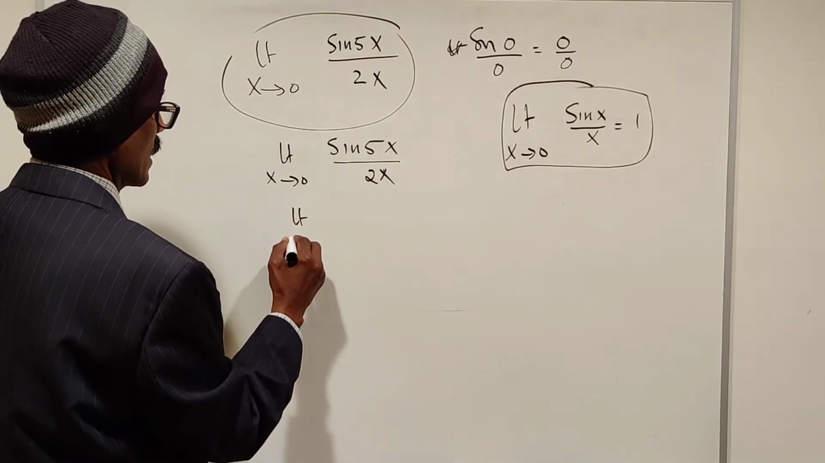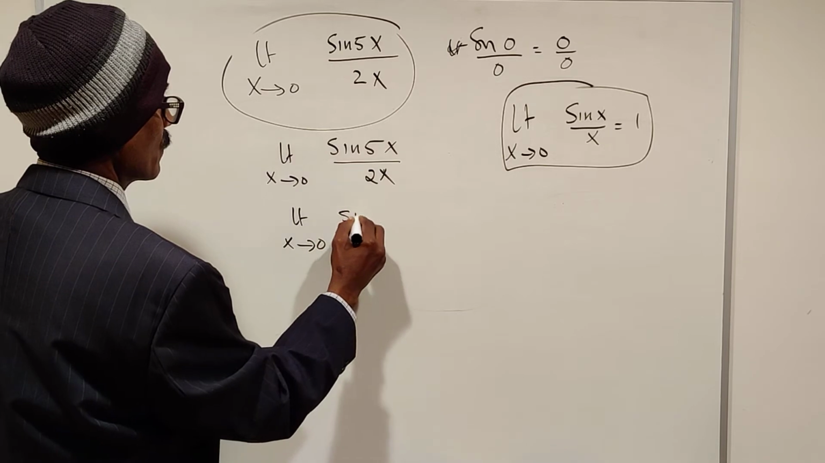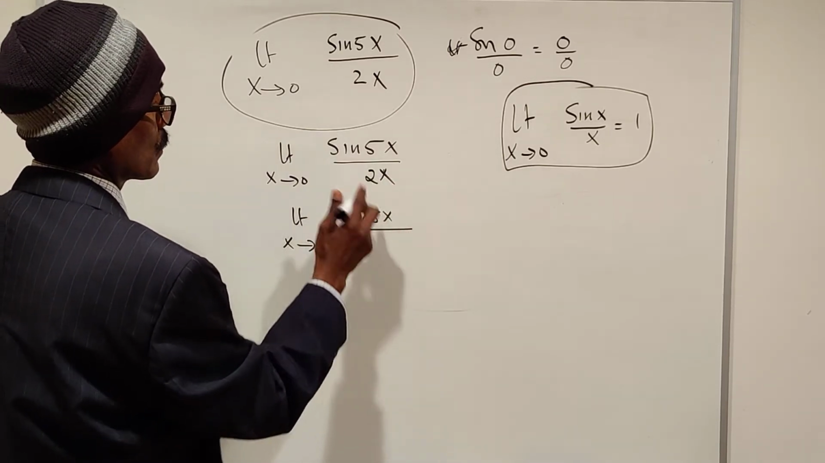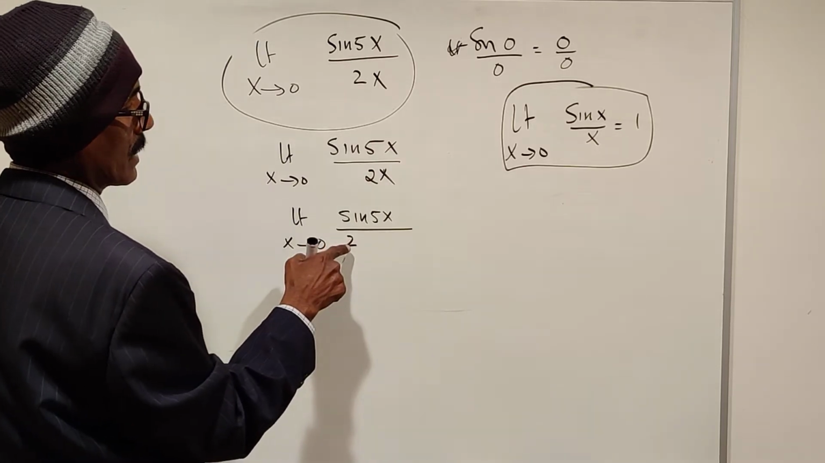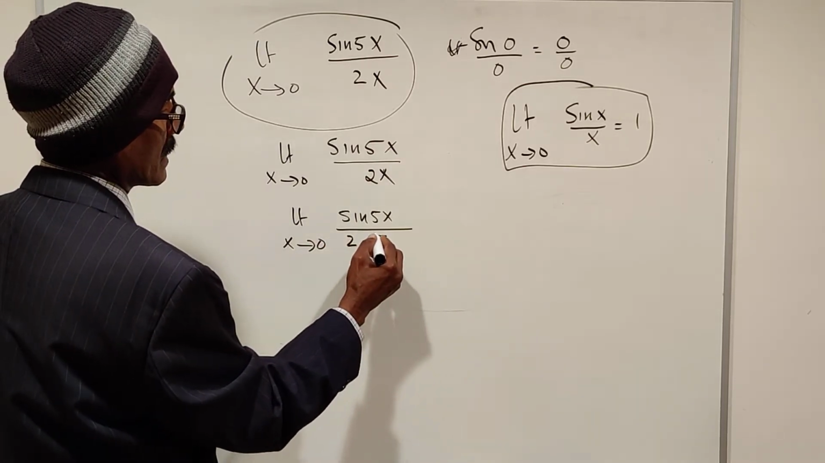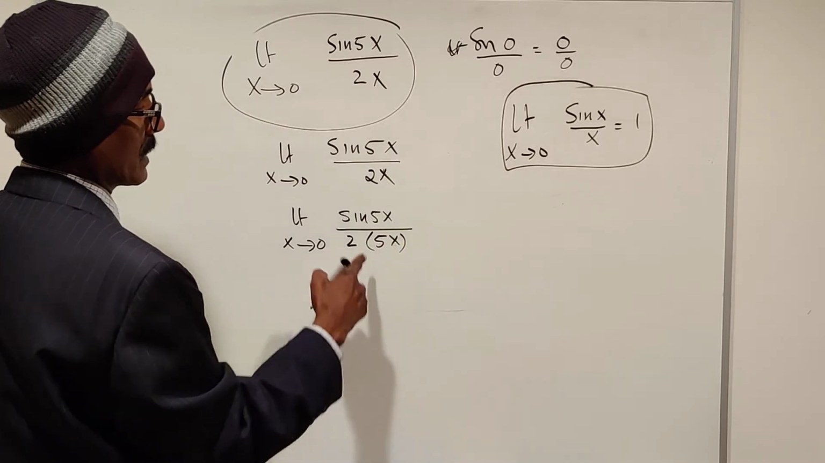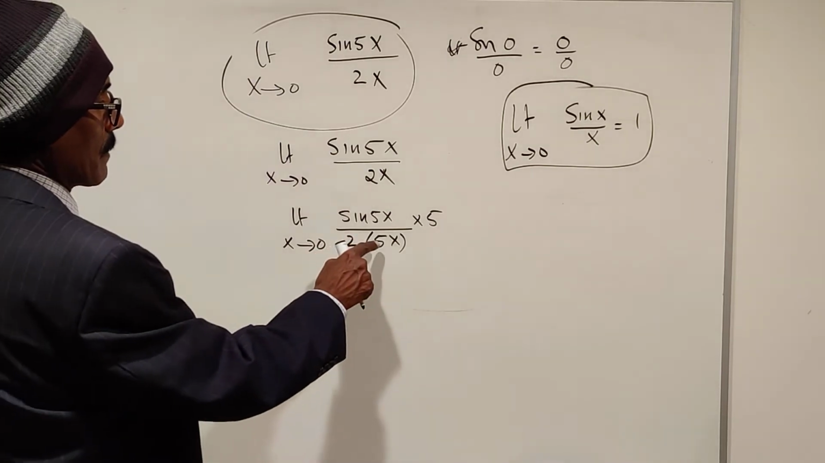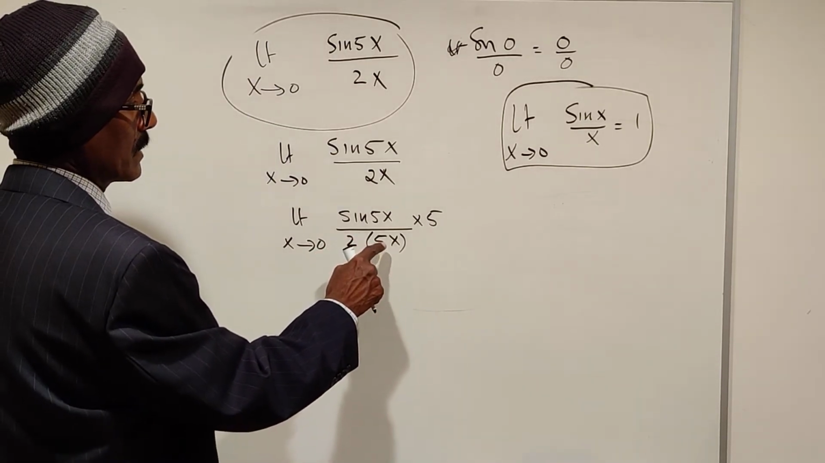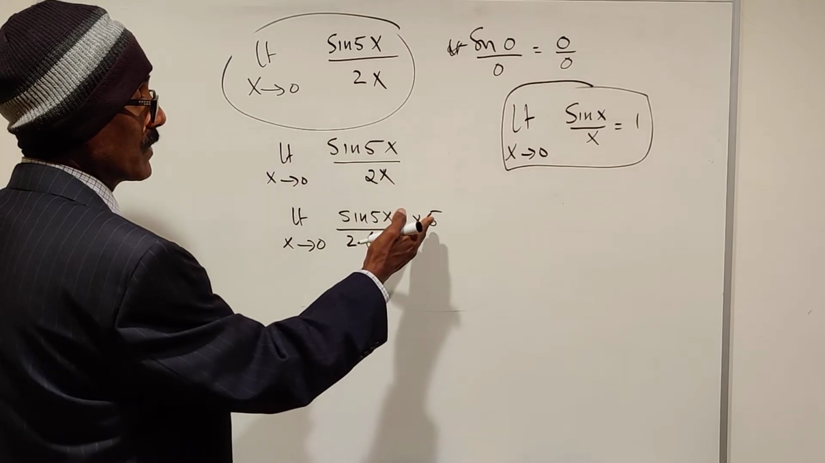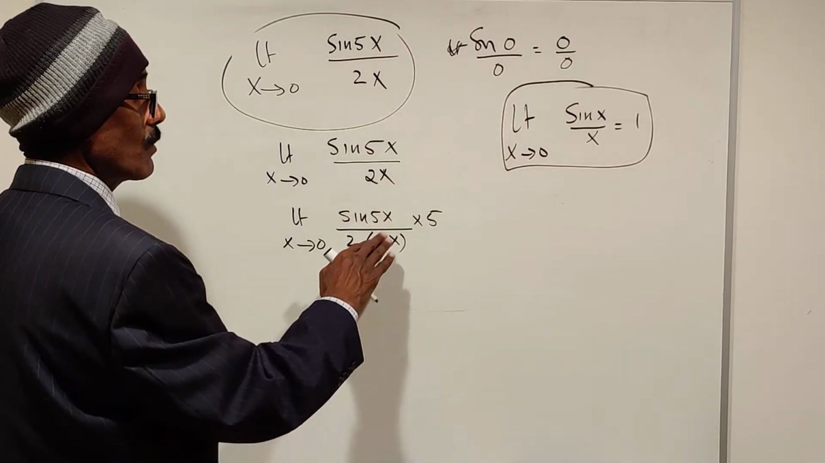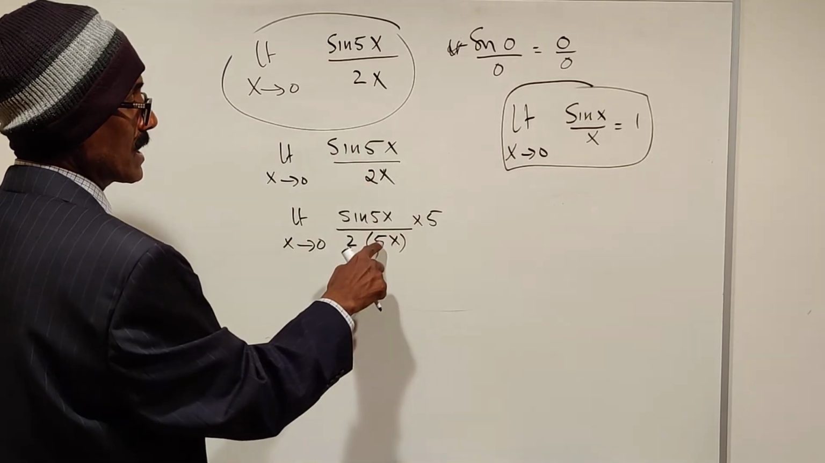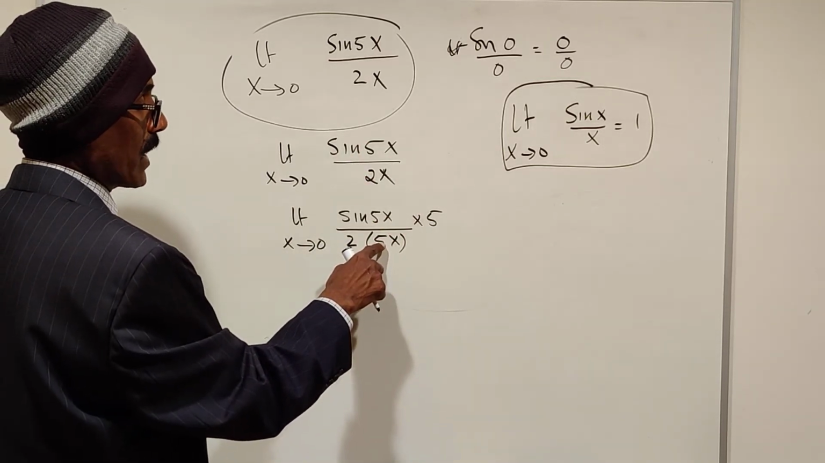So limit x tends to 0, sine 5x divided by, we don't need this 2. So I'm going to write the 2 down here. Then 5x, just multiply 5x times 5. So we divide by 5 here. Otherwise, if you don't multiply with 5, the value will change. So multiply with 5, the 5 cancels, and we get the question. Just multiply and divide by 5 here.